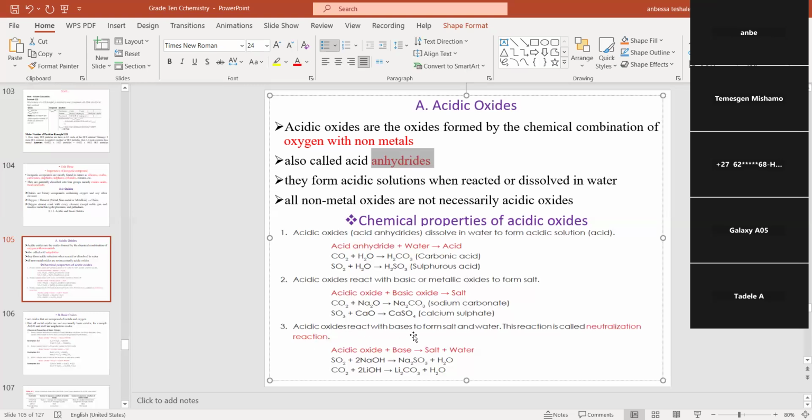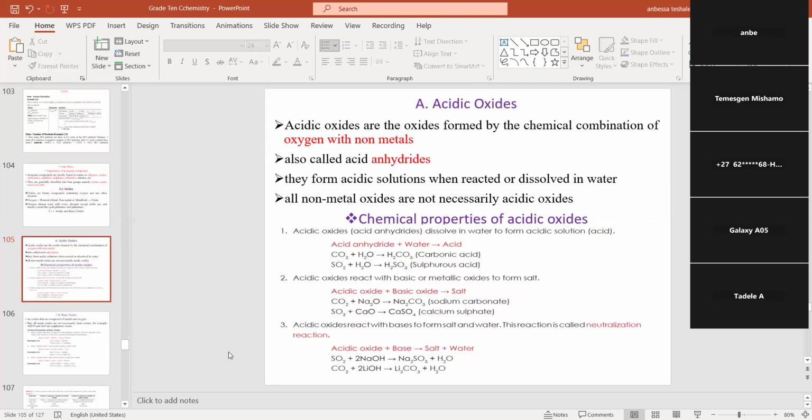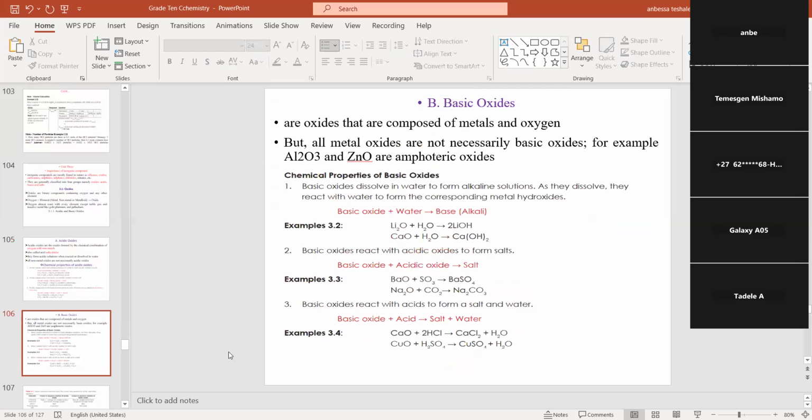Acidic oxide reacts with base to form salt plus water. Acidic oxide plus sodium hydroxide gives sodium sulfate plus water. Sodium sulfate is a salt. So these are some chemical properties of acidic oxide.